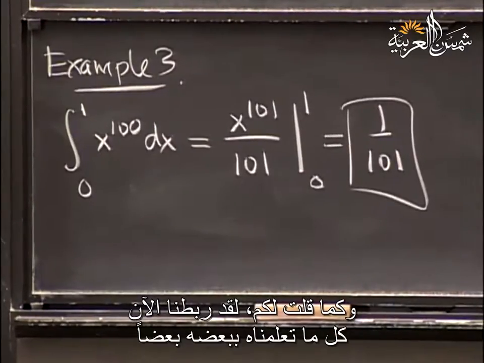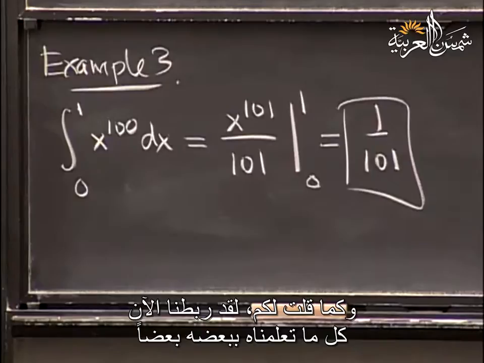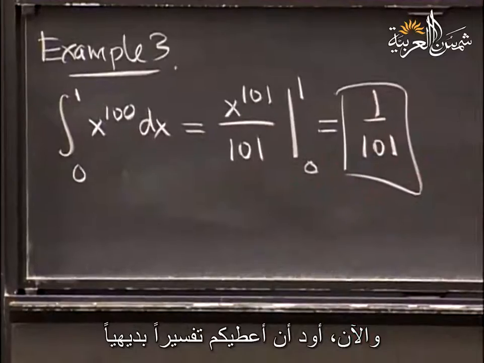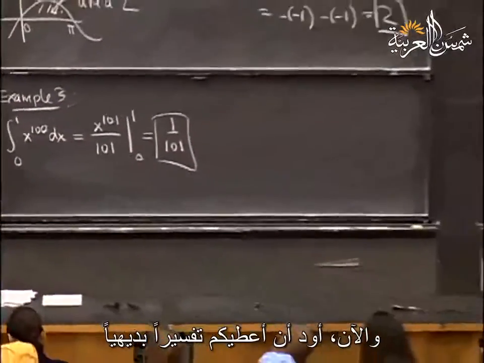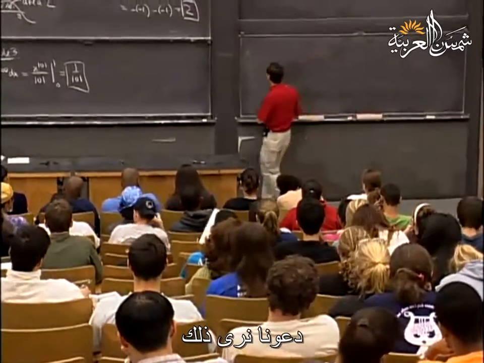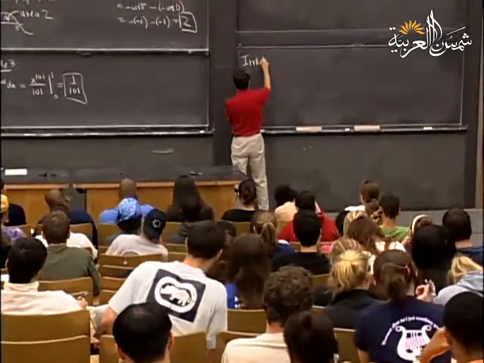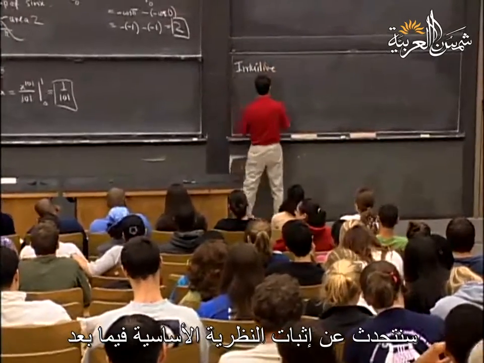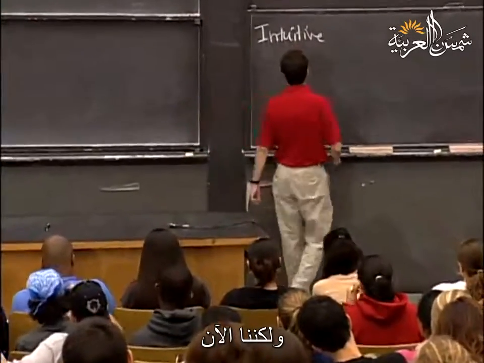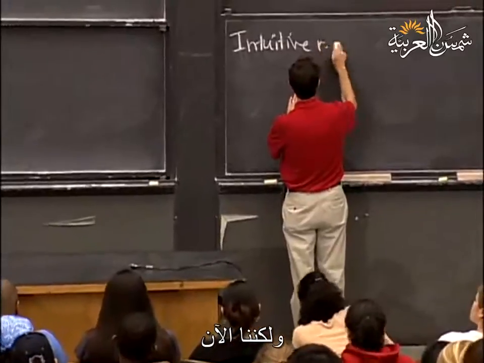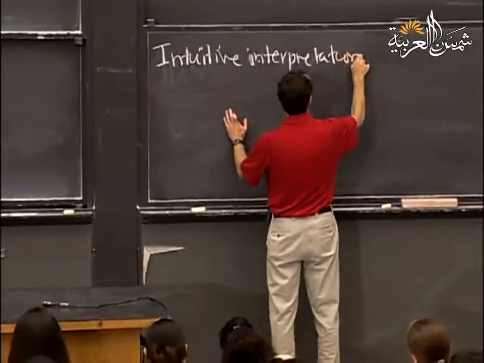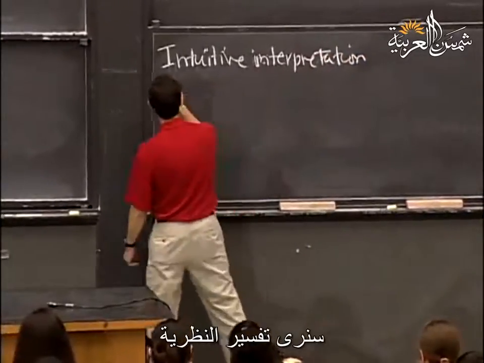Now, this, as I say, harnesses a lot of what we've already learned all about antiderivatives. Now, I want to give you an intuitive interpretation. So let's try that. We'll talk about a proof of the fundamental theorem a little bit later. It's not actually that hard, but we'll give an intuitive reason, interpretation, if you like, of the fundamental theorem.